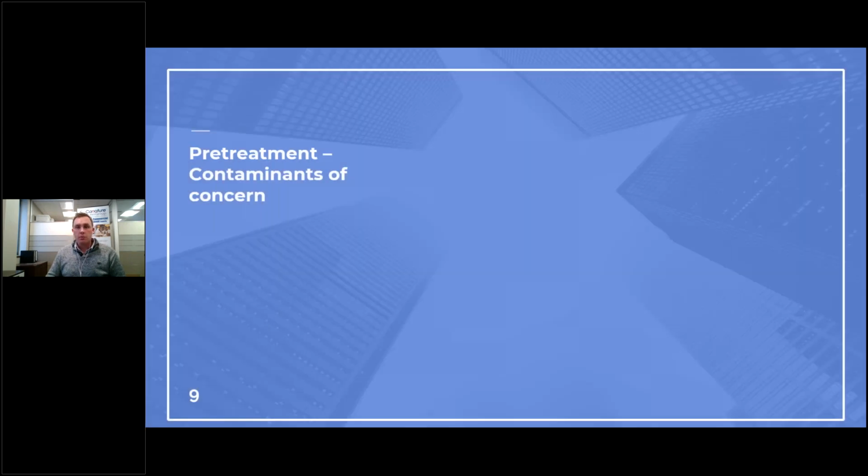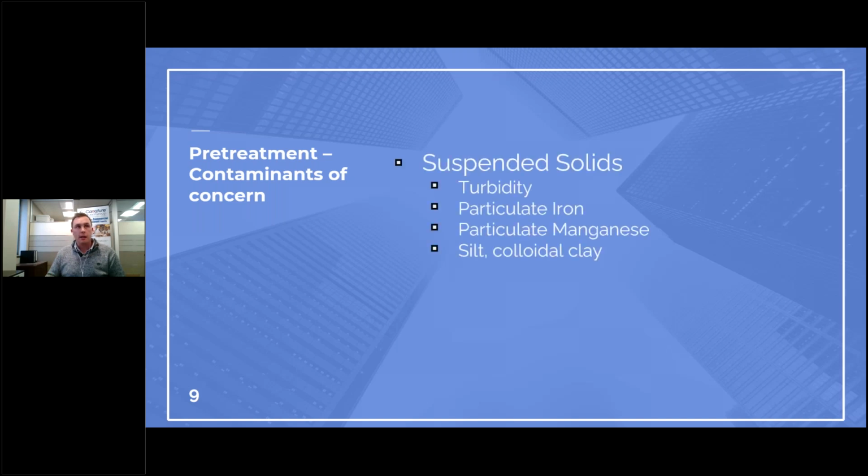So in terms of pre-treatments of concern, we can look at them in two groups once again. We're either looking at suspended solids, so that's a very large group, but most of the time when we're talking about well water or municipal water, we're looking at turbidity, particulate iron, particulate manganese, particulate clay, and silt or colloidal clay. There's probably a few others I'm forgetting, but anything that you can see with your eyeballs when you're looking at the water and there's something there, you want to remove all of that.